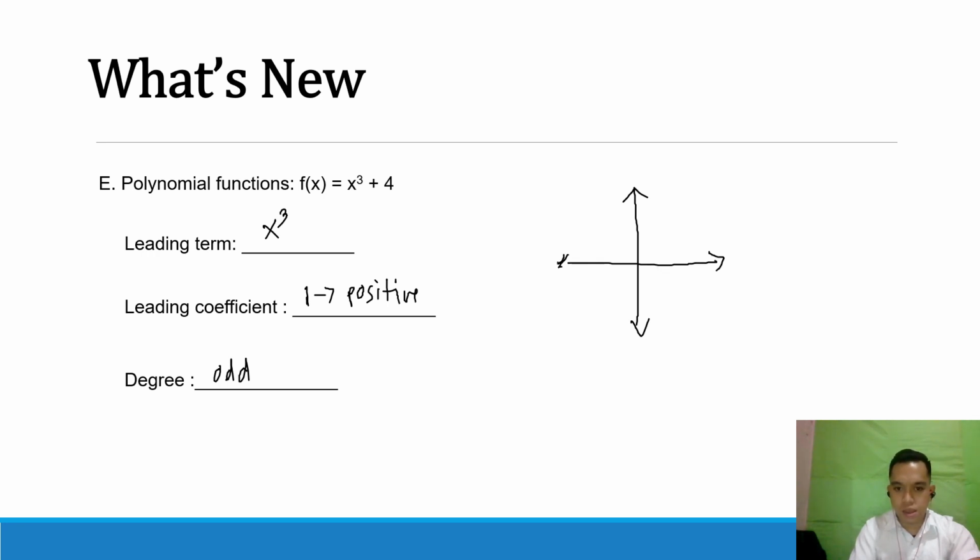Okay, so ito yung ating possible sketch ng ating graph. So it rises to the right and falls to the left. So ito yung possible sketch ng ating graph sa letter E dito sa ating polynomial function.